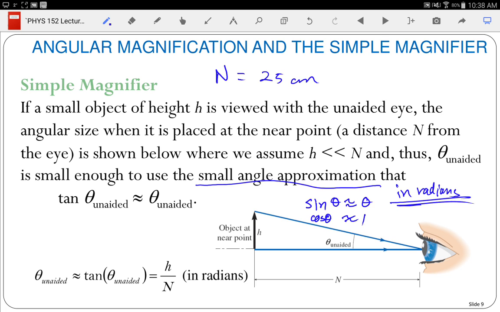So if I look at my geometry, I bring my object of height h to the near point, and then I look: the opposite side is h, the adjacent side is N, so tangent theta is h over N. And if it's a small angle, then tangent theta is approximately theta. So I have here my unaided angle is h over N. What is h? The height of the object I'm looking at. N is the near point. So that's the biggest angle I can make with the unaided eye.